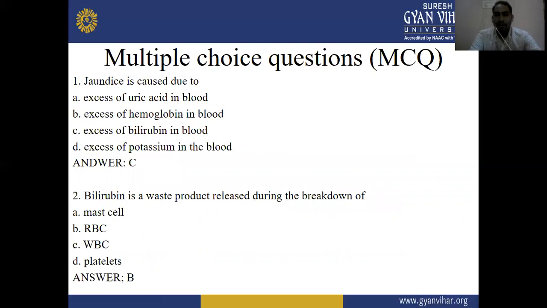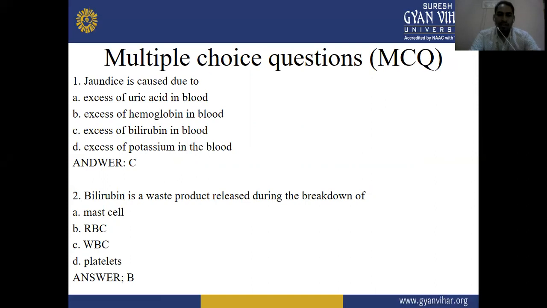Next one is multiple choice questions regarding hepatitis. First question: jaundice is caused due to. Option A, excess of uric acid in blood. Option B, excess of hemoglobin in blood. Option C, excess of bilirubin in blood. And option D, excess of potassium in the blood. The right answer is C, excess of bilirubin in blood.